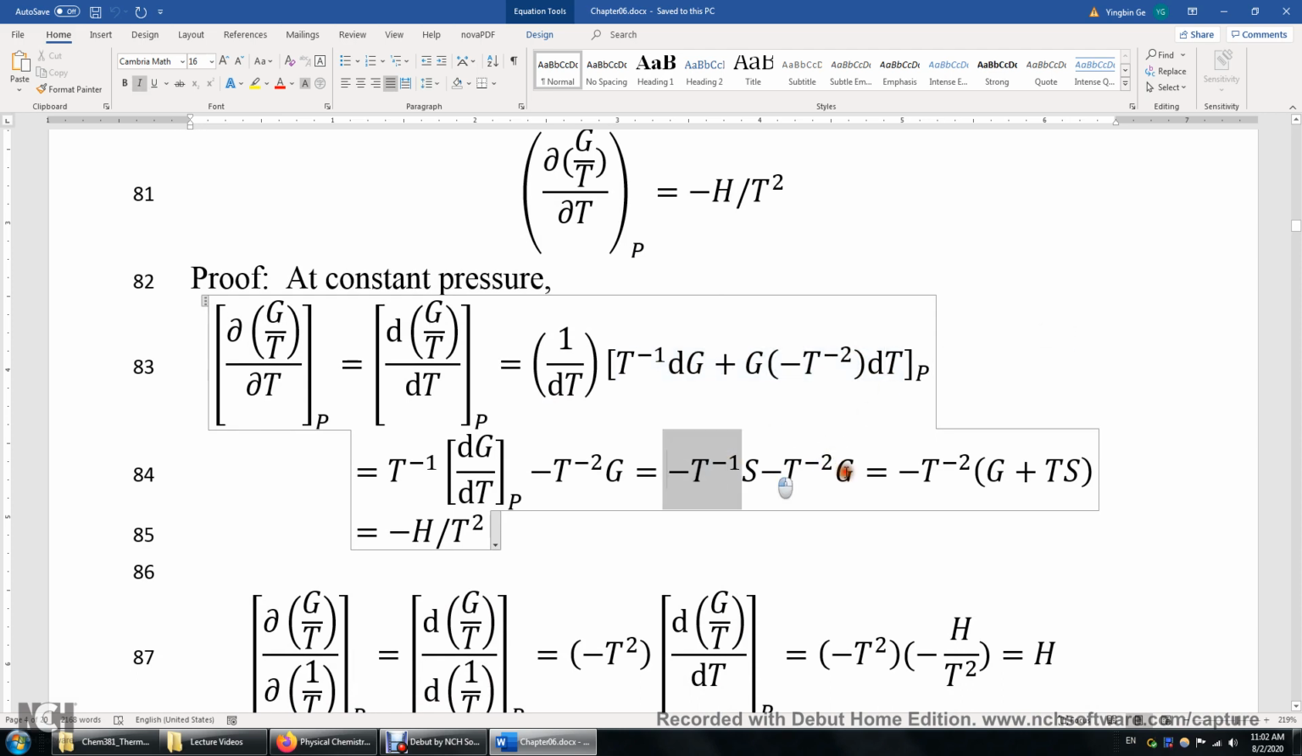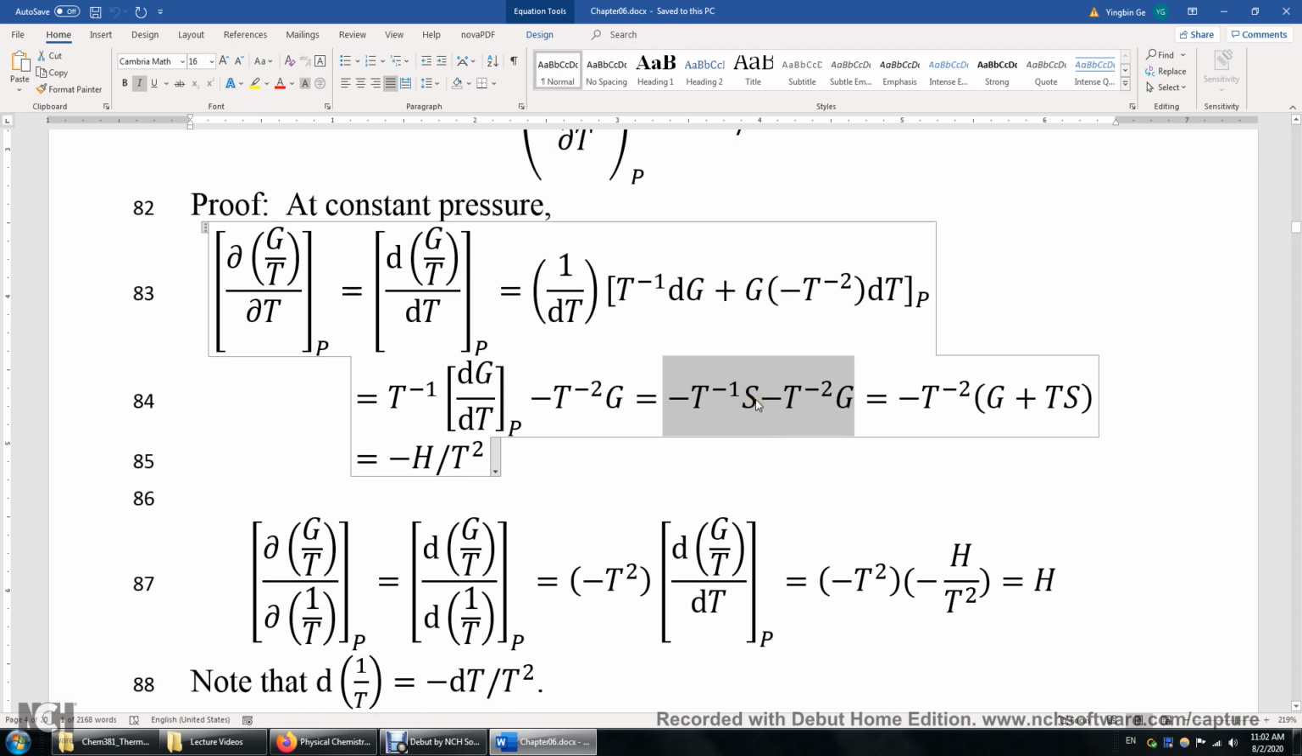Now if you look at these two terms, we can combine them because they have a common factor. The common factor is negative 1 over T squared. And then we have G plus TS. What's G plus TS? That's the definition of H.